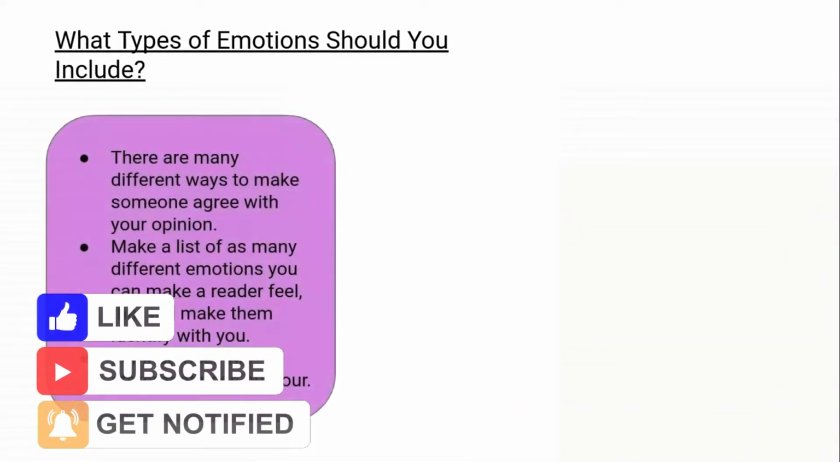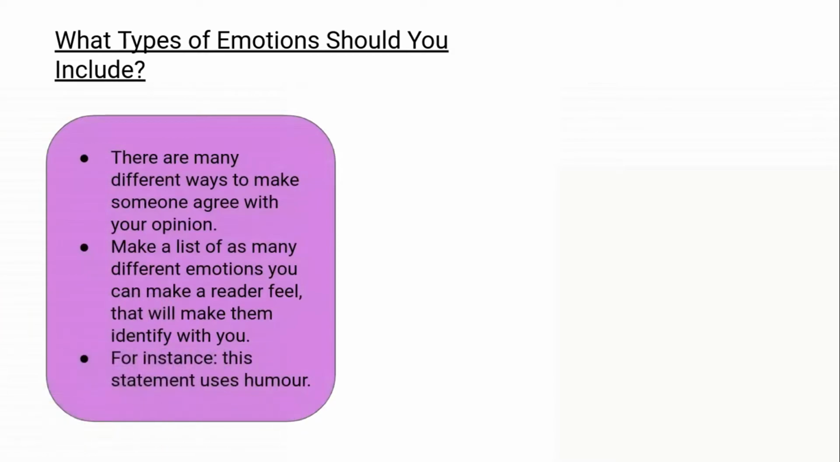So, what types of emotions should you include? Obviously, we've already had a video where we look at facts and figures, which is much more to do with logic and reason. However, this one is more about being emotive. Being emotive is creating emotion in the reader, and this is a good way to try and make them feel like they know you better. But there are many different ways to make somebody agree with your opinion.